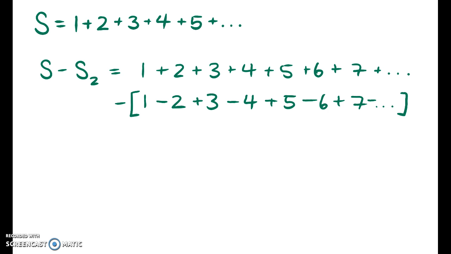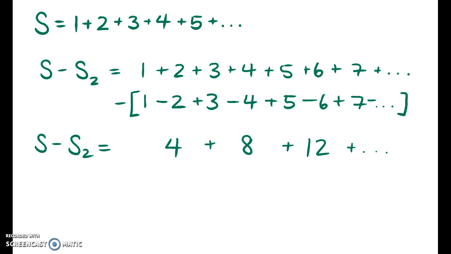Now what we find is that S minus S2 is equal to 1 minus 1. They cancel out, so we get 0. We have positive 2 minus negative 2, which is positive 4. We have positive 3 minus 3, which gives us 0. We have positive 4 minus negative 4, which gives us plus 8. 5 minus 5 is 0. But 6 minus negative 6 is positive 12. 7 minus 7 is 0, and so on.